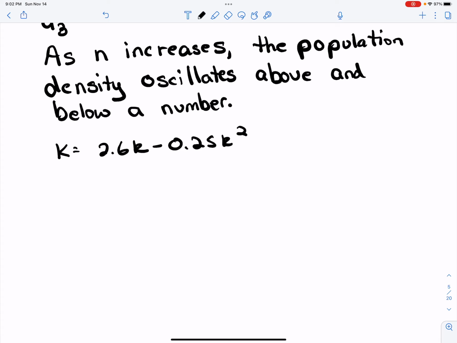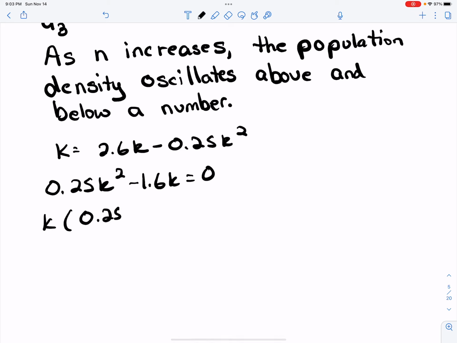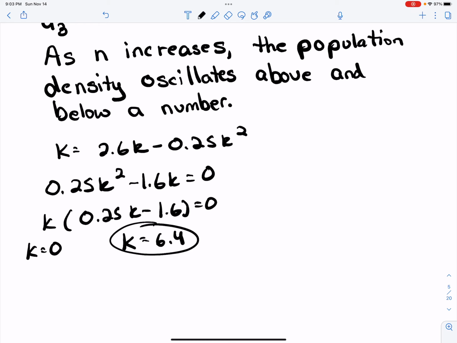So let's see, I moved the 0.25k squared over. I also subtracted 2.6k, giving 1.6k, and factored out k. Of course, k equals 0 for one of those. That's not what it oscillates around. If you solve the other, you get k equals 6.4. So it oscillates above and below 6.4 thousand insects per acre.